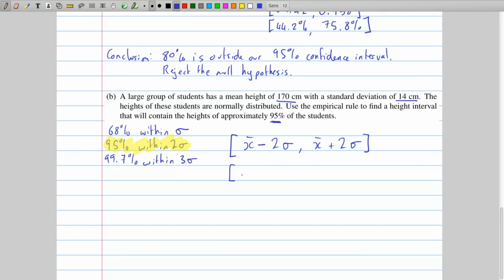So this is going to be the mean, which is 170, minus 2 standard deviations, so that's 2 times 14, up to 170 plus 2 times 14, and that takes us to 142 up to 198. So that is the height interval. So it says 95% of students are between 142 and 198 centimeters.